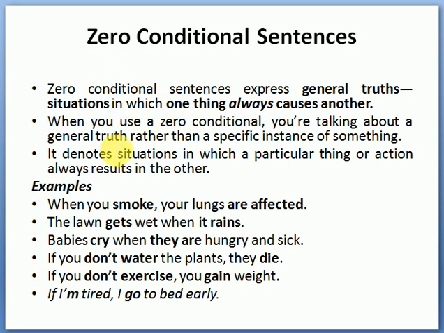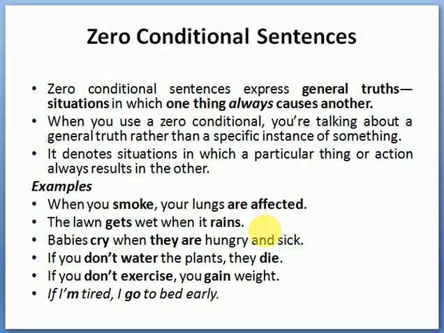The first thing that is very important about the zero conditional sentences is that it expresses general truths or general situations in which one thing always causes another. So this is important, that zero conditional sentences contain general truths or situations in which one thing always causes another. For example, when you smoke, your lungs are affected. This is a general truth, and that happens.